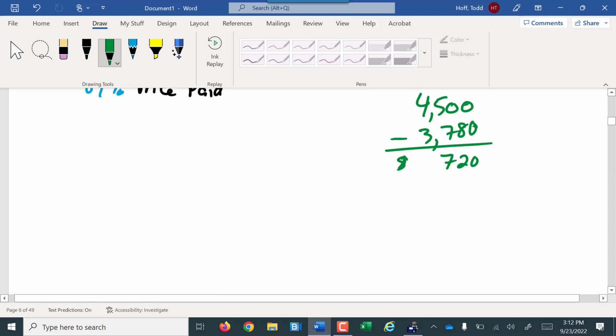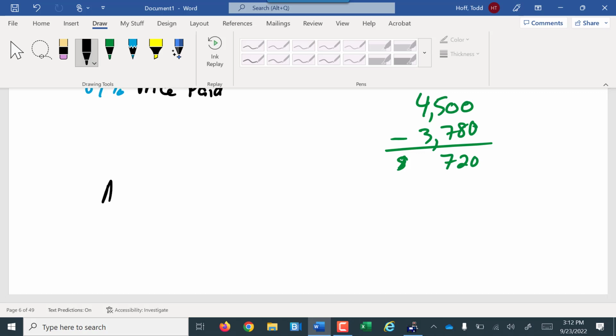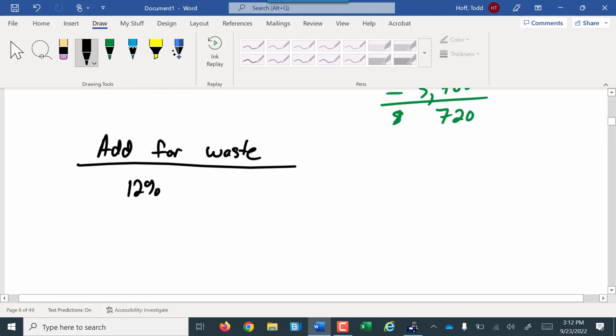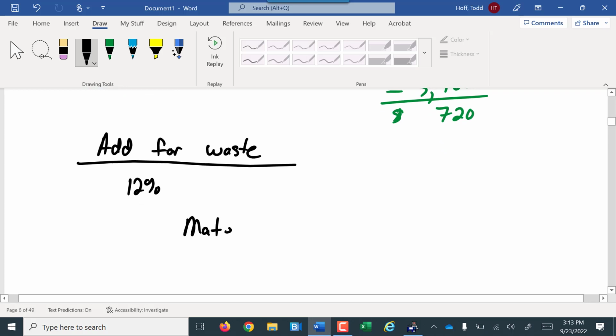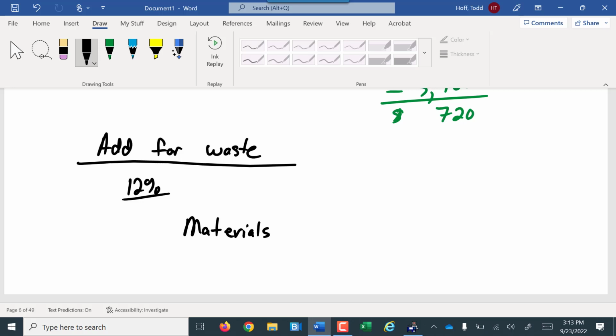Those percent increases and decreases are huge. For us in construction, a lot of times when we have an add-on for waste, we will actually go to that rate method. So let's say I'm going to add 12% for waste. What I would do is take my materials cost, and 12% is 100% plus 12%, making 112%. So what would that be as a rate?